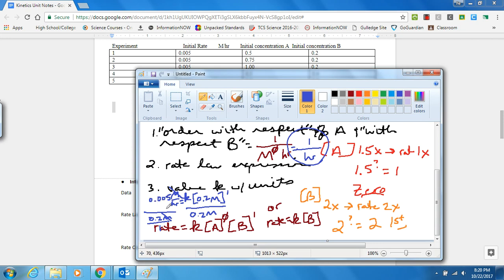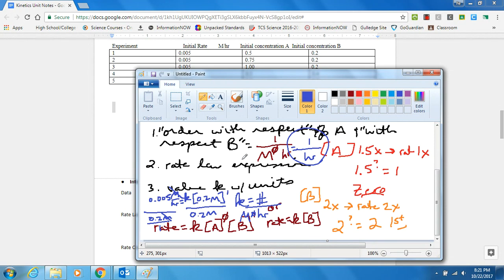So 0.005 divided by 0.2, we would figure out that value, and that value would be equal to your k, your rate constant. Once you figure out that numerical value, you then put it over your units. So over hours would be what it is for this case. You can leave the M to the 0 in there as well if you like. Just anything raised to 0 is equal to 1. So you can leave it out if you need to.